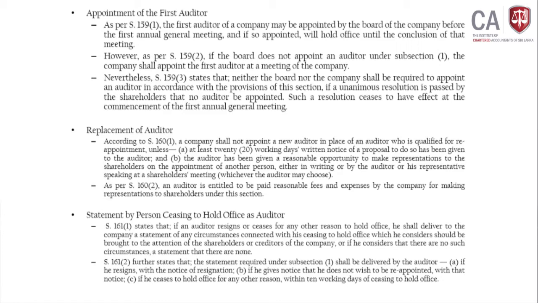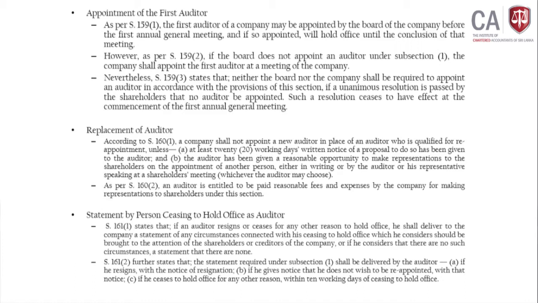Nevertheless, section 159(3) states that neither the board nor the company shall be required to appoint an auditor in accordance with the provisions of this section if a unanimous resolution is passed by shareholders that no auditor be appointed. Now, in case the shareholders by a unanimous resolution decide that no auditor be appointed at the initial stage, then neither the board nor the company shall be required to appoint an auditor. Such a resolution, however, ceases to have effect at the commencement of the first annual general meeting.